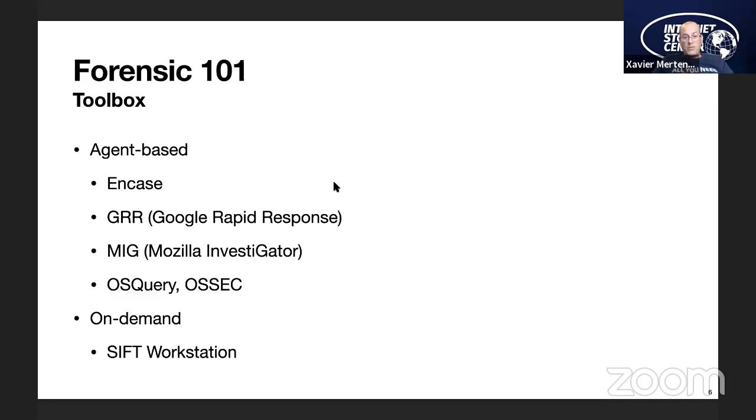Some of them are based on an agent. It means that you already have a small agent running on the computer, on the endpoint, and this agent is very interesting because it helps you to automatically collect information from the system, even if it's located far away, on the other side of the world, a few thousand kilometers. Some of them are the well-known ones, which is very expensive but works quite well. Google Rapid Response, Mozilla Investigator, OSQuery, OSSEC, and so on and so on. So use your preferred one.